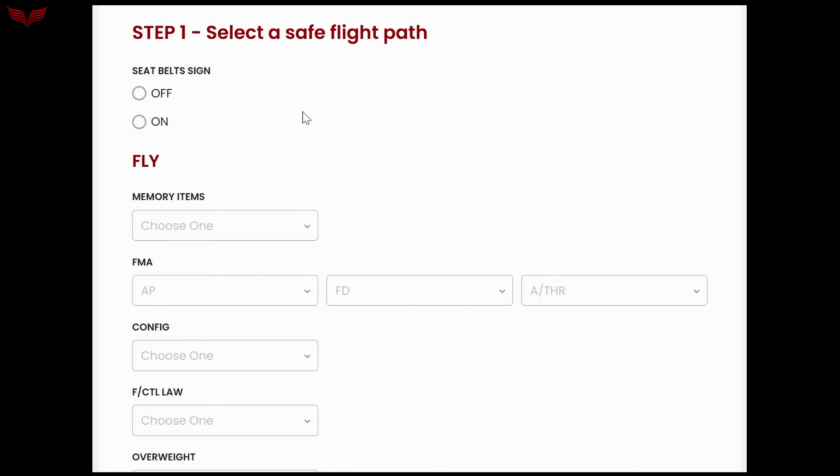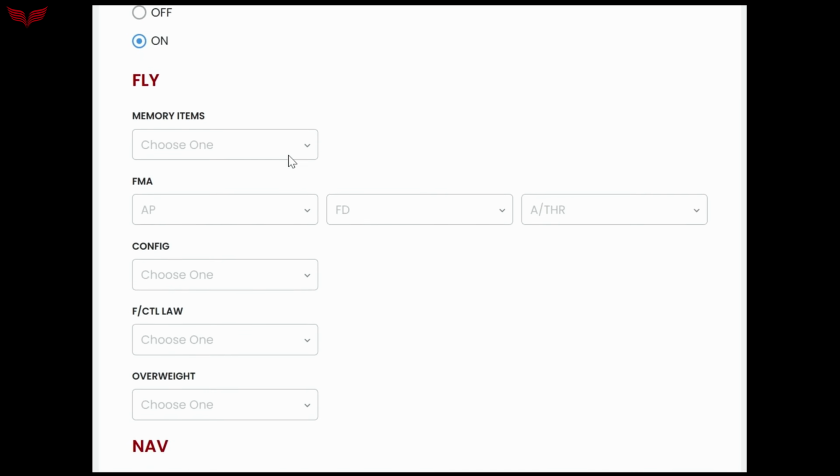Step 1. Select a safe flight path. Well, the flight path is already safe, but is there anything that we can do more? Seatbelts. Would you like your passengers to be attached to the Airbus? Yes, I would like that. So seatbelt sign on. Fly.